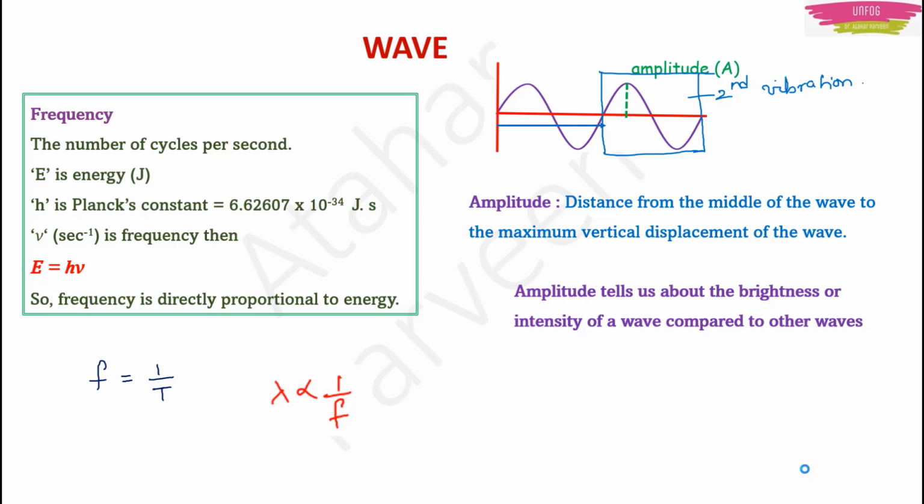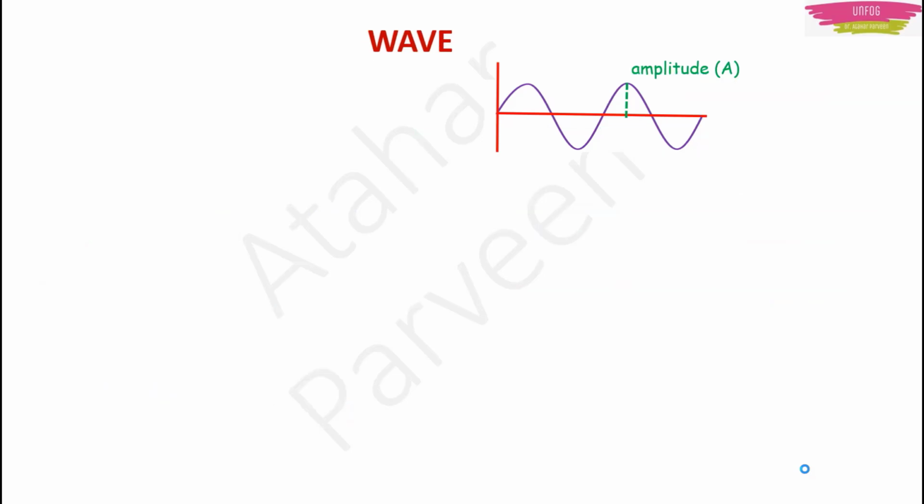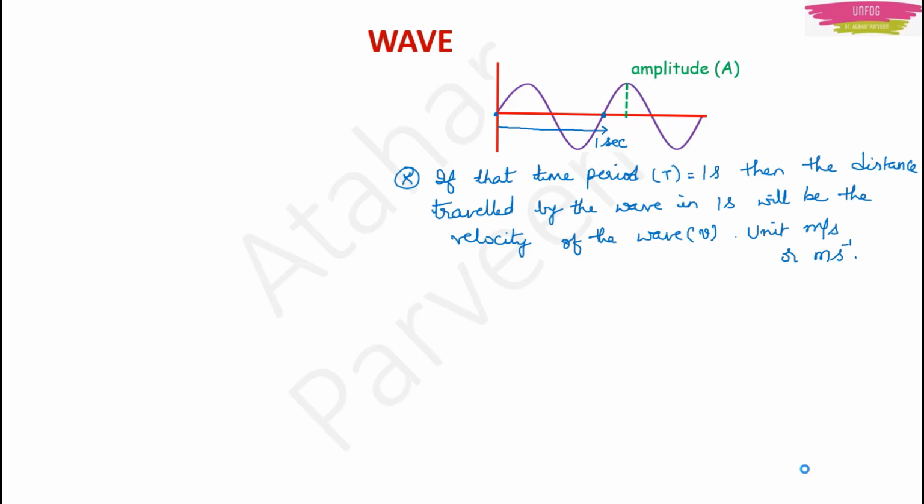Now we talked about wavelength, amplitude, frequency and time period of a wave. This wave is moving, right? Then it should have a velocity, which is a very important part of describing the wave, isn't it? Now what is the velocity of a wave? If the time period is equal to 1 second, then the distance traveled by the wave in 1 second will be the velocity of the wave. And the units will be normal, which we use in kinematics. That will be meter per second.